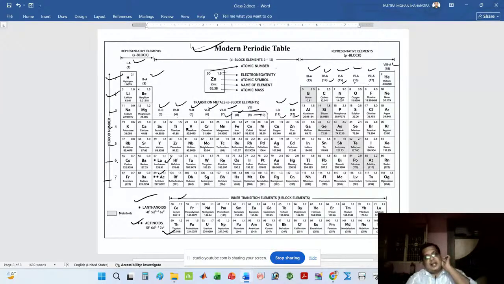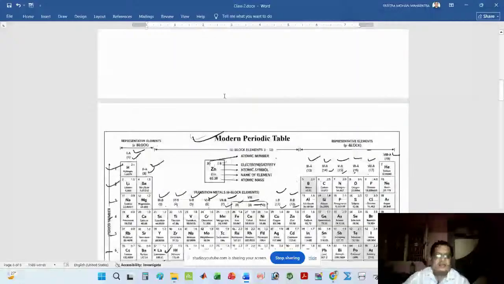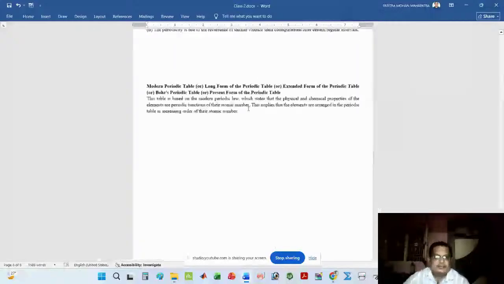The modern periodic table is again classified into four blocks. One is the S block. This is group one and group two, that is IA and IIA, called S block elements. Next, starting from group three to group 12, these elements are called D block elements. Next, 13 to 18, these elements are called P block elements. And the lanthanides and actinides are the F block. Let me discuss the summary of the modern periodic table clearly, point by point.